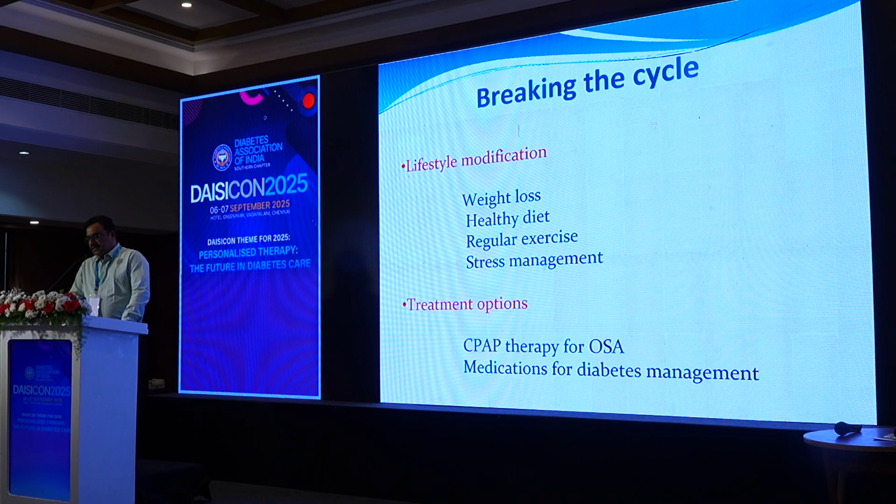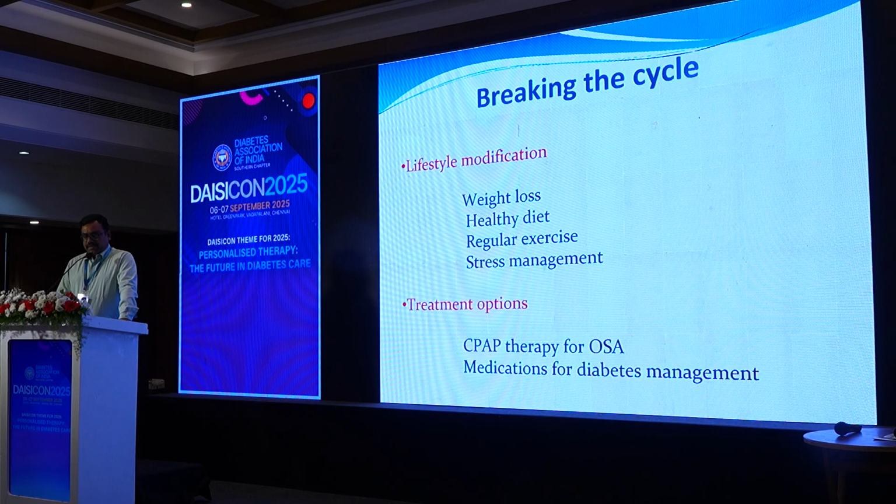So how do we break this cycle of OSA and diabetes? These two conditions are very common. We have to start with lifestyle modification, like weight loss, healthy diet, regular exercise, and stress management. Another thing is that the patient should have quality sleep during night hours. Among the treatment options, especially for OSA, CPAP is very successful. The patient can have it at home itself, and it will improve the quality of life of patients with obstructive sleep apnea.